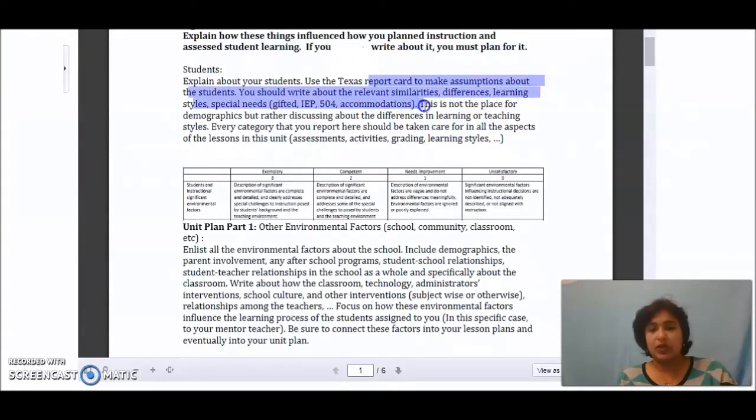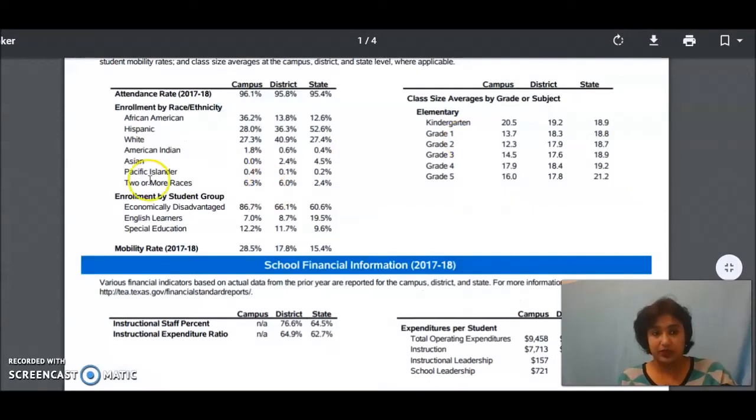So let me go back and show you what all things I've said. Here is where you would have to make a little bit of assumptions on their reading levels. What do you think about their reading levels? What do you think about their at-risk status? What do you think about any pull-out programs and things like that? So some of the information you will find here.